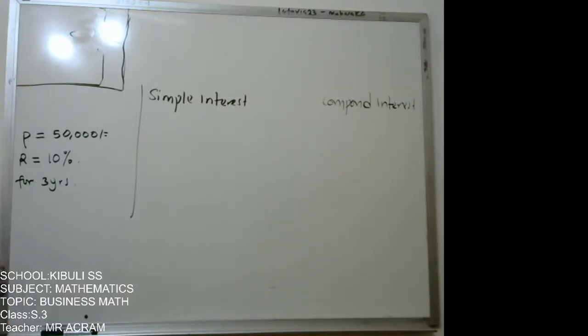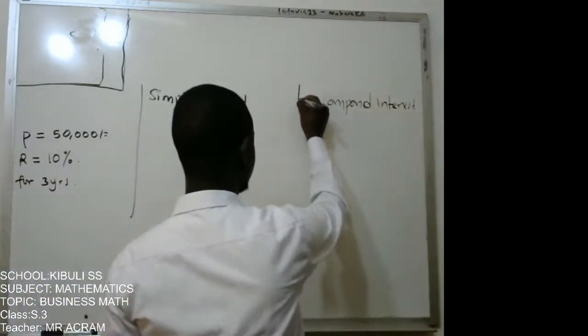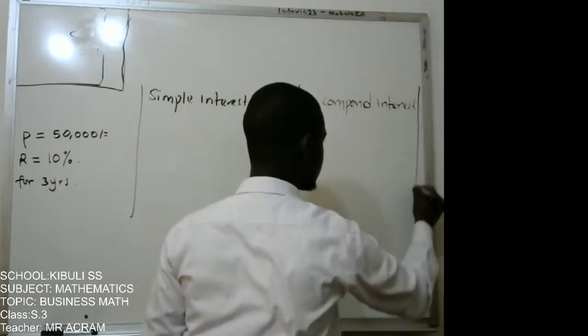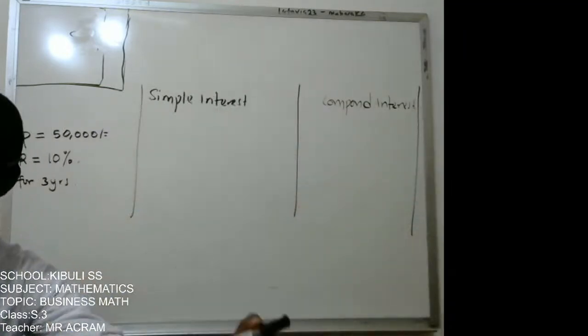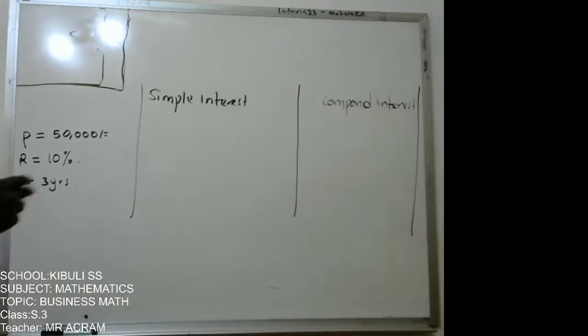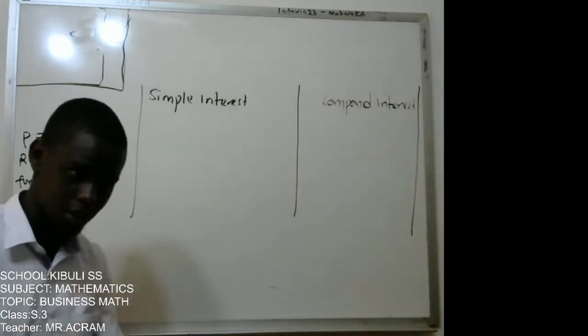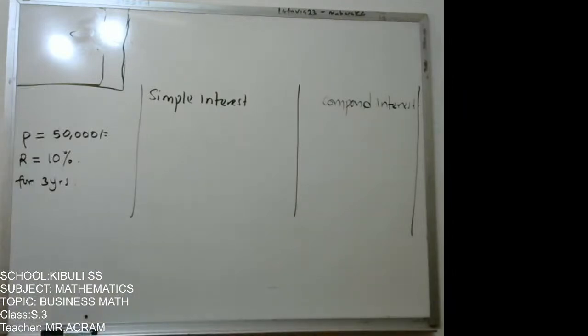Now let us differentiate simple and compound interest. When I talk of interest, it means the extra money that this person is going to pay. If you borrow like 50,000, you add in some interest for the person who lent you the money. That interest is compensating for the time that he gave you to bring back his or her money.